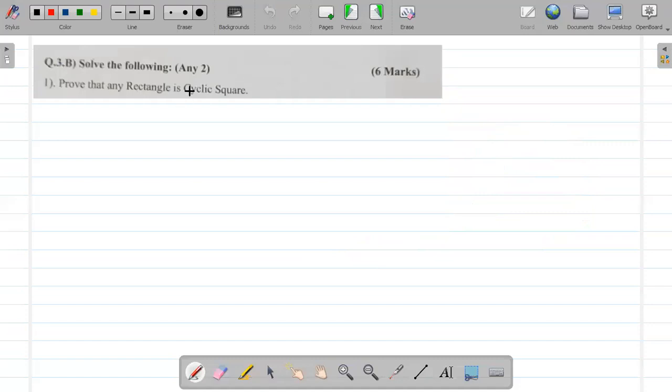We move to next question. Question number 3B. First one. Let me quickly post the solution.